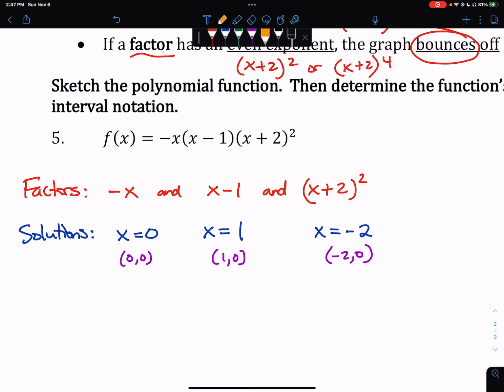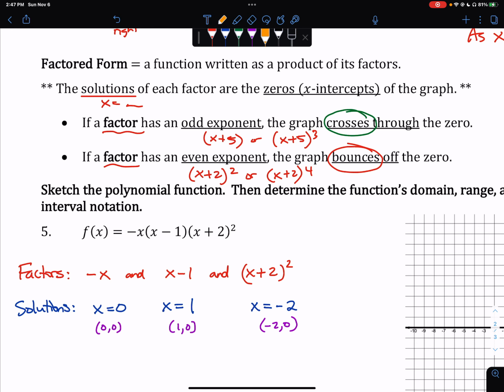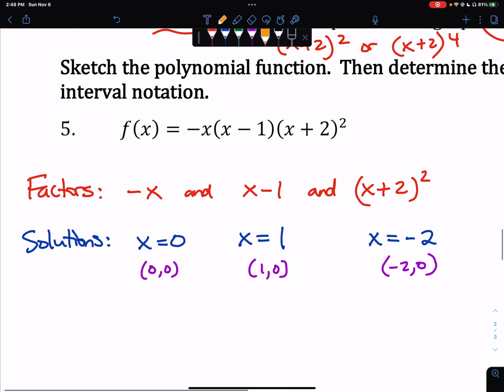But I also want to make note of what type of intersection it's going to be. Is it going to be a cross or a bounce? So how that looks is, again, I have to go back up to this factor line, and ask, is it odd or even? What exponent does it have? In this case, since it has an exponent of 1, we would consider this odd, which means it's going to cross.